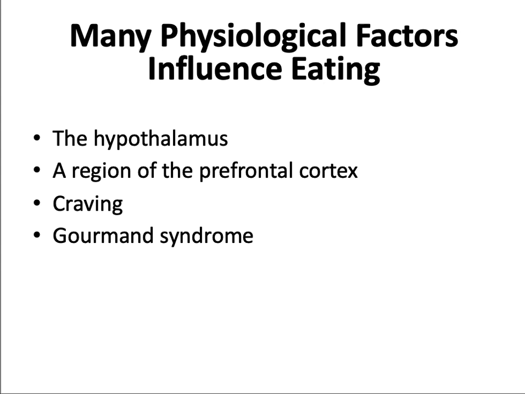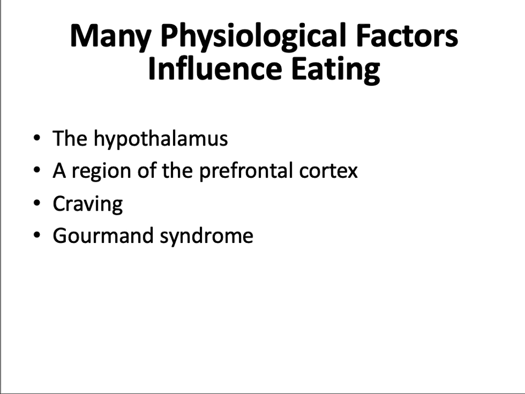The hypothalamus monitors various hormones and nutrients and operates to maintain a state of homeostasis. A region of the prefrontal cortex processes taste cues such as sweetness and saltiness. Such cues indicate the potential reward value of particular foods.